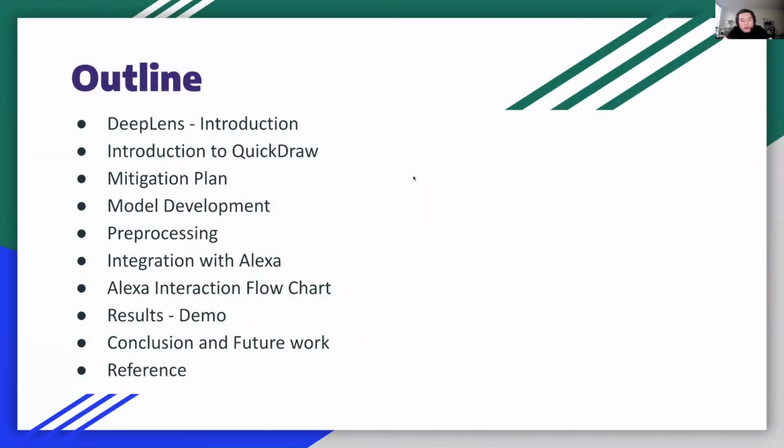Now, I believe you guys already have an idea about the DeepLens. Then, we would like to talk about our project QuickDraw and the mitigation plan about how we changed from our previous crowd counting project to this one. And next, we will show you how we develop the model, pre-process the data, and integrate deep learning project with Alexa. And finally, we will provide a full demo for our QuickDraw project.